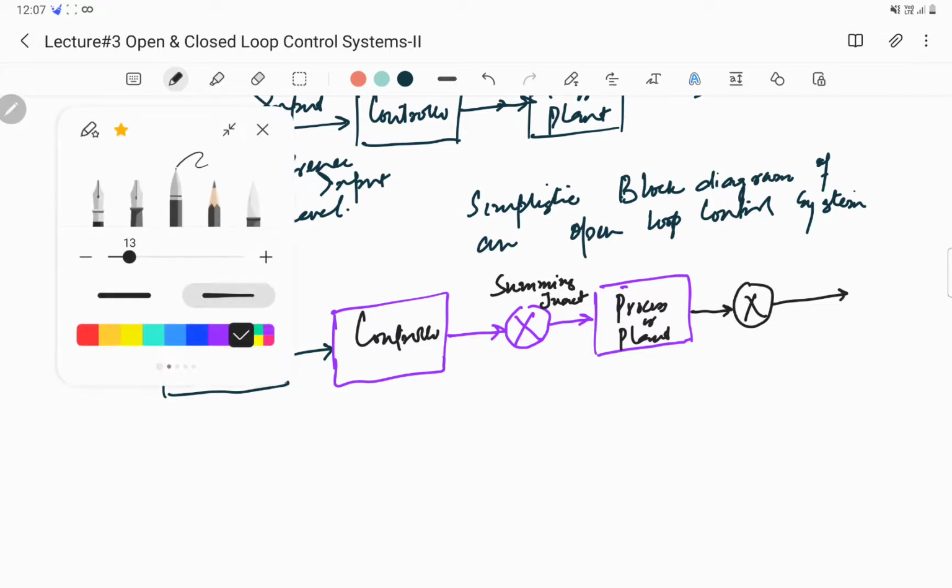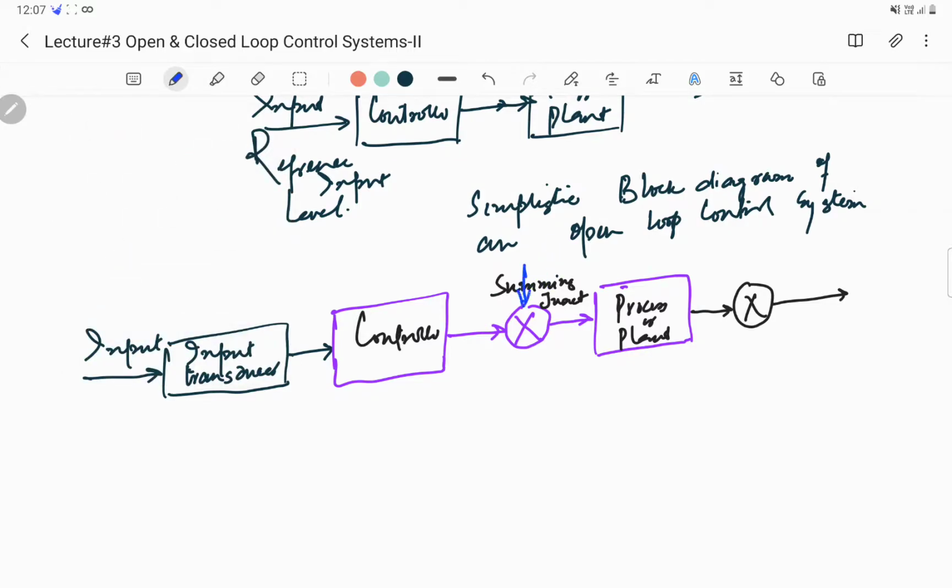So these summing junctions are for the fact that we can have any disturbance. I'll write here disturbance. Any disturbance can arrive or enter our system. So we represent it as disturbance 1, and some disturbance can even enter at the output stage. So we represent it as disturbance 2, and this is the final output.